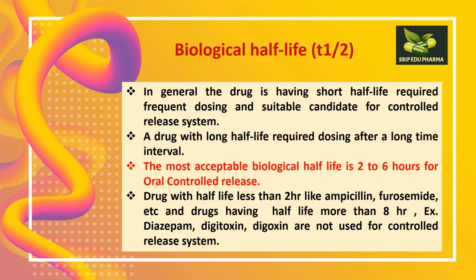Generally, we see that if the drug has a short half-life, then the drug is required frequently, or we have to give the doses of the drug frequently. So such types of drugs are suitable for a controlled release system, because by giving controlled release we can avoid the frequency of dosing. But it should not be very short; it should be more than 2 hours. And if the drug has a very long half-life, then there is no requirement of preparing controlled release.